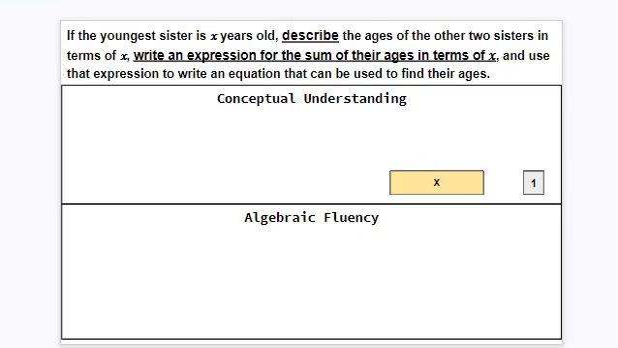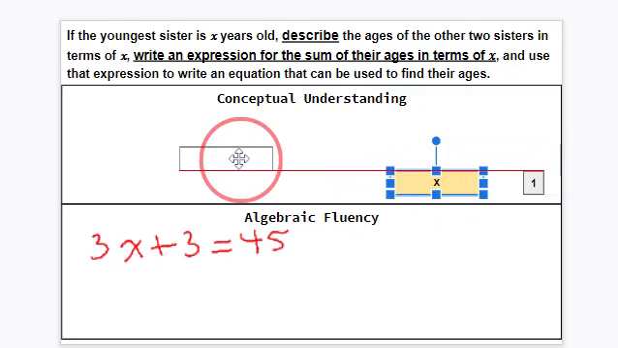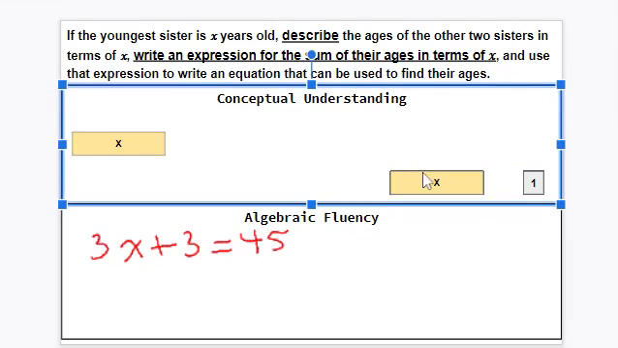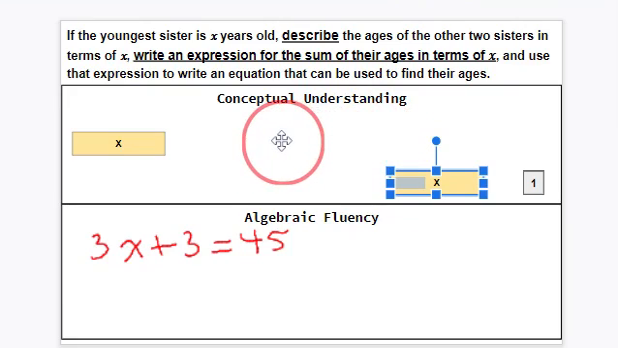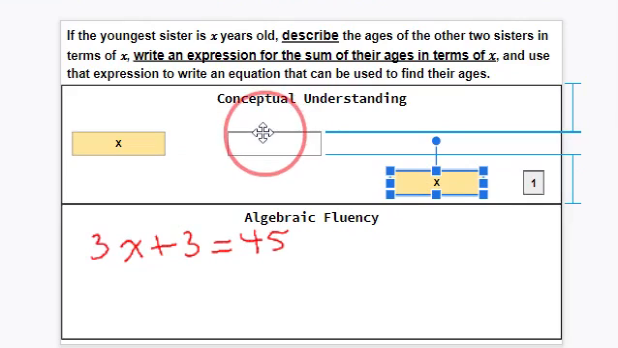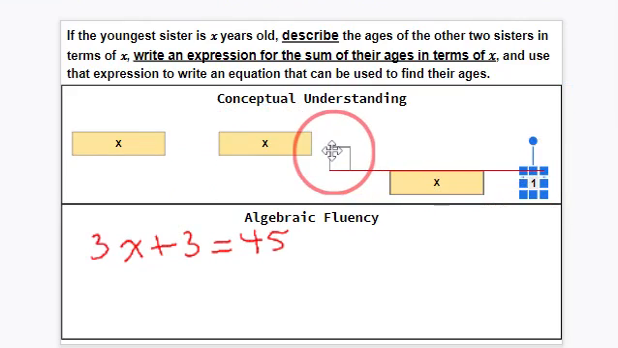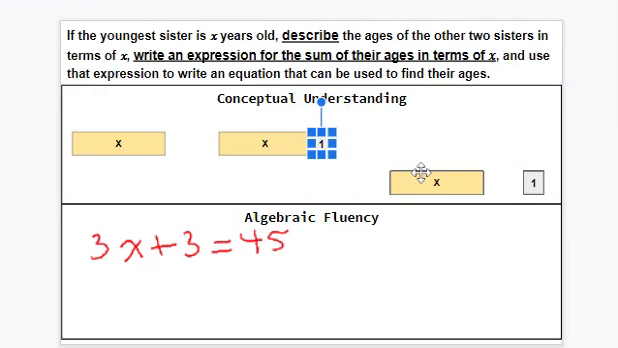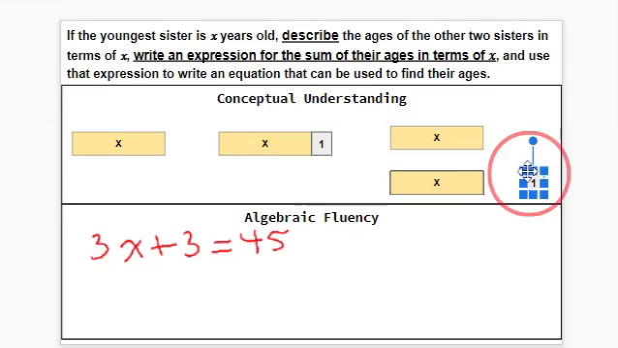Okay, so what we did before is we created the equation 3x plus 3 is equal to 45. All right, and we modeled this by saying that the first sister was x because we didn't know her age. The second sister was x plus 1. And the third sister was therefore x plus 2.